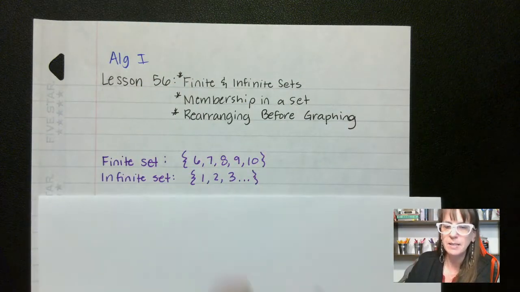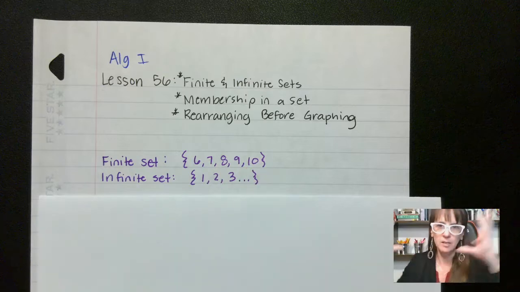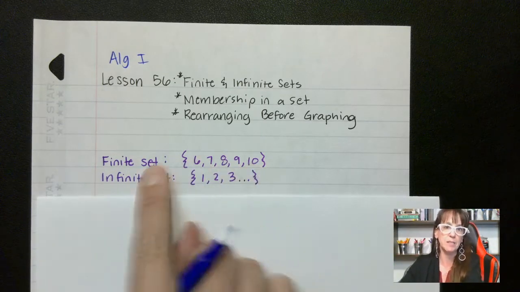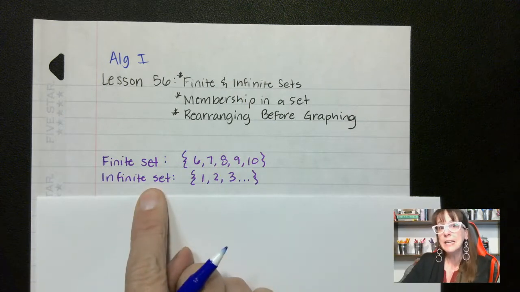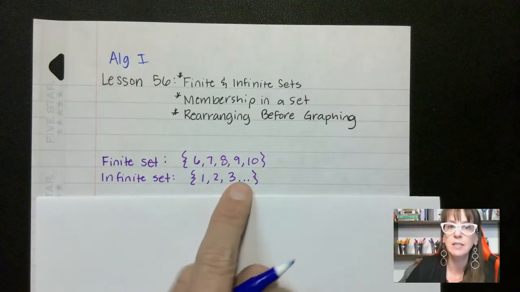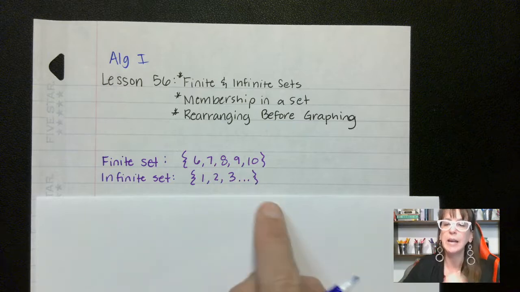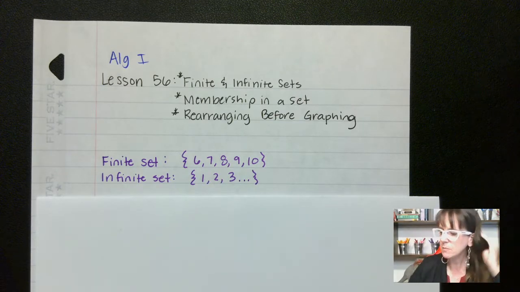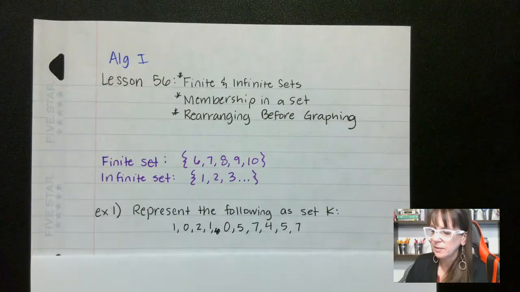All right, so a finite set looks like this. It's a group of numbers in closed brackets. A finite set includes 6, 7, 8, 9, and 10 in this particular set. An infinite set includes these 3 dots at the end: 1, 2, 3, and so on and so forth, an infinite number of times, right?